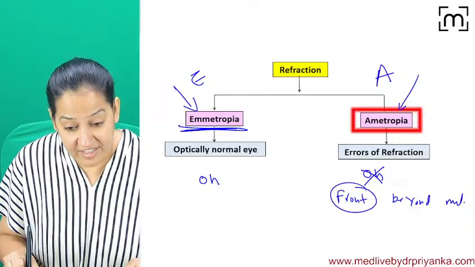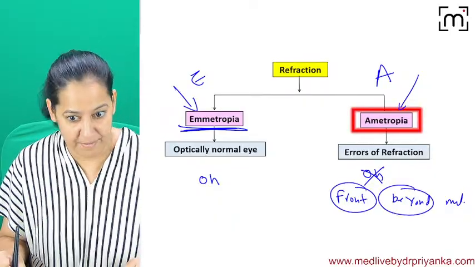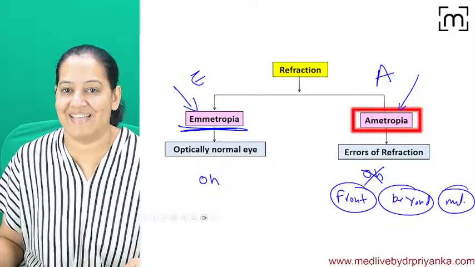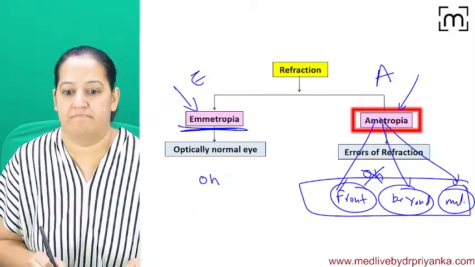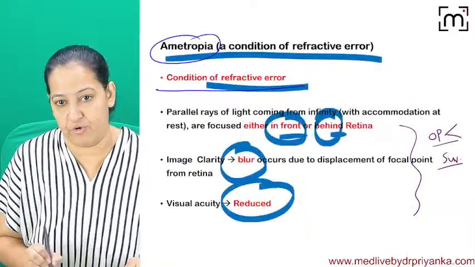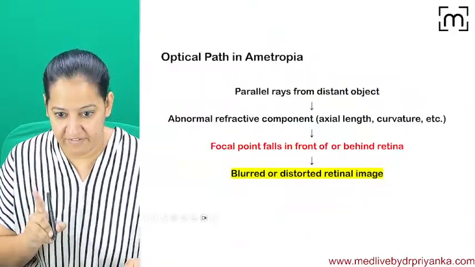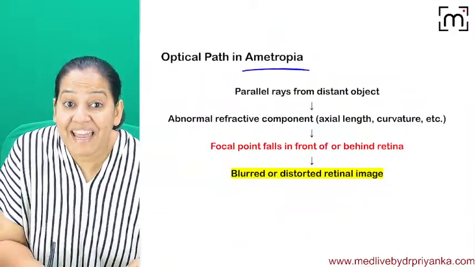If it is in front of the retina, it's myopia. If it is beyond the retina, it's hypermetropia. And if it is in multiple meridians, it's astigmatism. So these are the 3 types of Ametropia, and this is Emmetropia. Everyone got it? So what is the optical path in Ametropia?